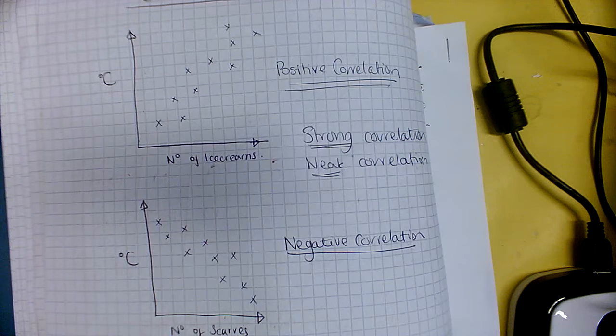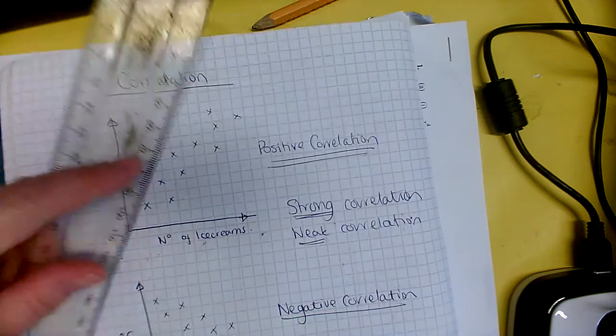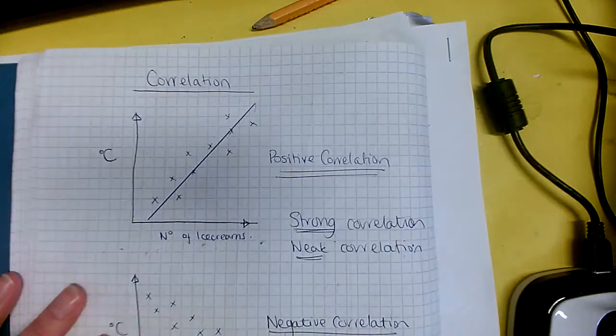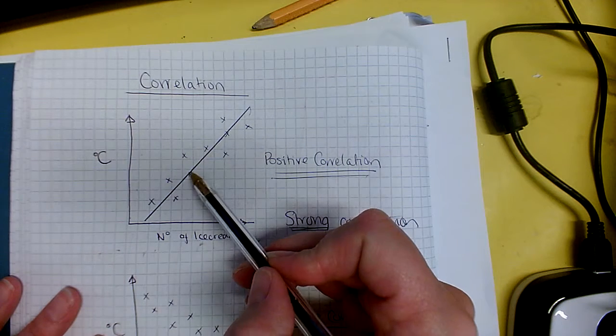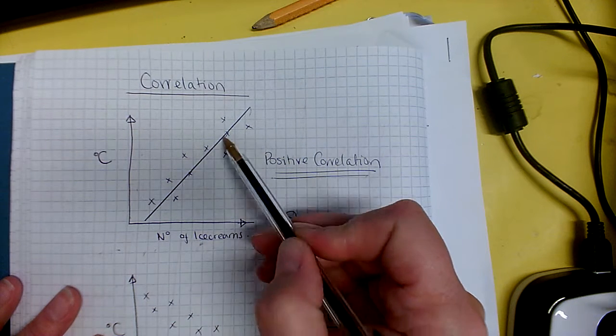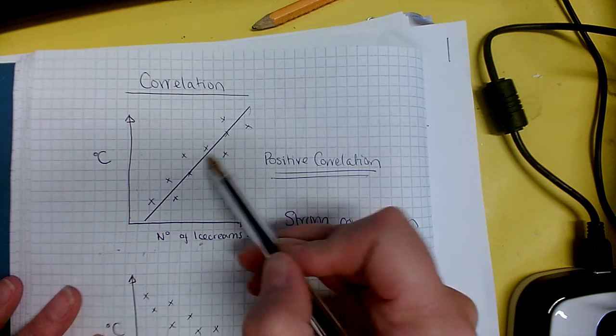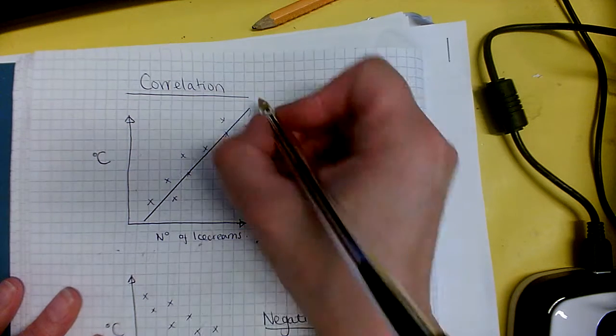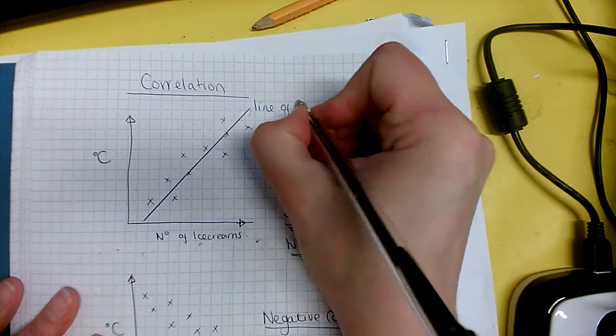Only other thing I think it's worth mentioning is that you may be asked to draw a line of best fit. So I'm going to do this really quickly. What you're looking for is you want the same number of marks above the line and under the line as you possibly can. That one might be a little bit skewed, but this is called your line of best fit.